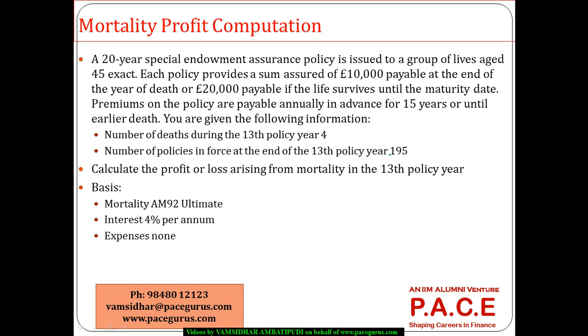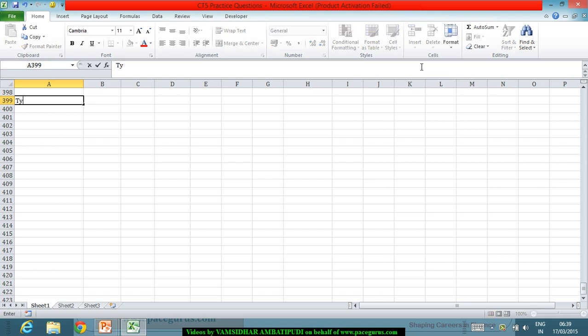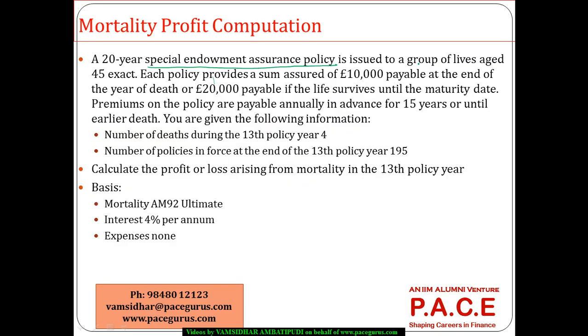Let's look at this numerical in terms of computing the premium as well as going towards the computation of the mortality benefit involved. There is a 20-year special endowment assurance policy, not the traditional one. Let's see why it is special. The type of the policy is special endowment assurance policy. The term of this is 20 years.